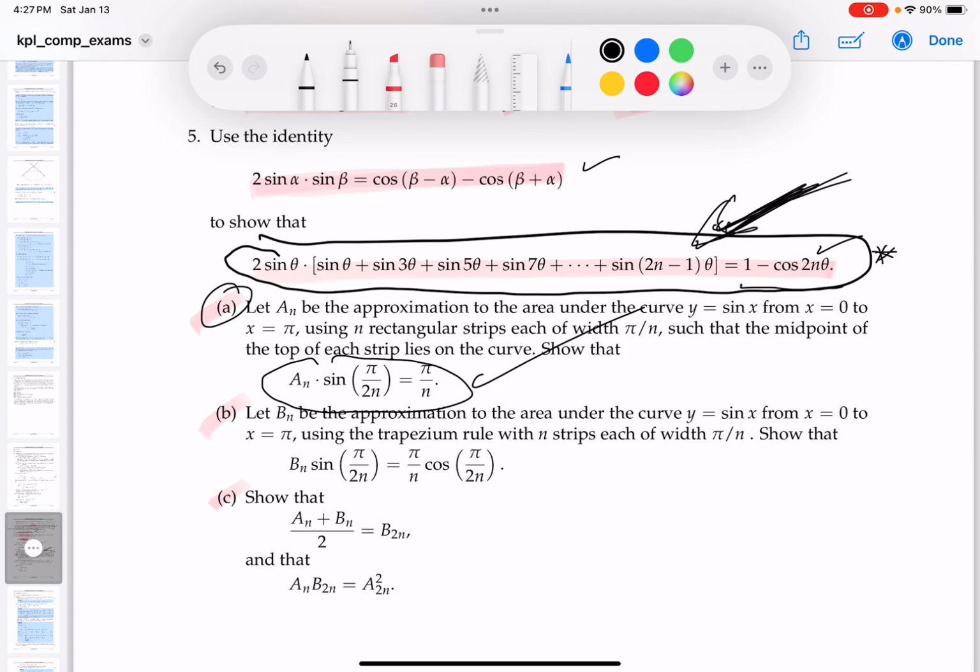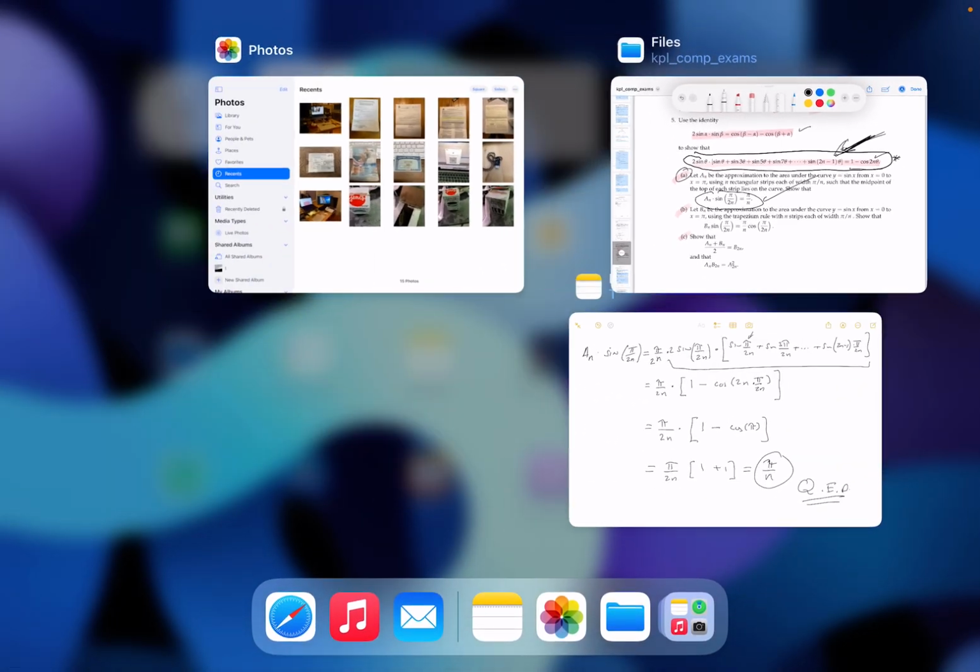Each is going to be pi over n. Show that Bn times the sine of pi over 2n is equal to pi over n. Oh, wow, looks pretty complicated. I'm hoping it's really the same story, though. Let me go to B. And this is, again, 5B.